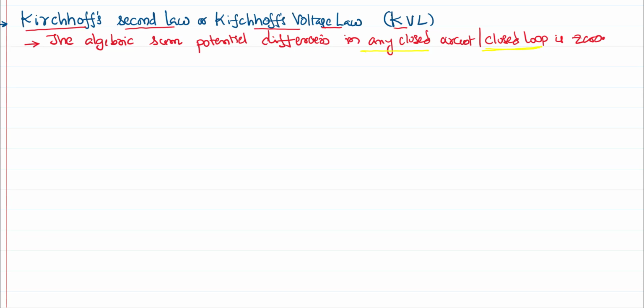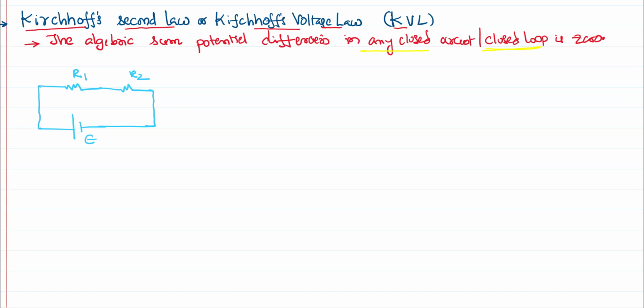So what does it mean? Let me draw a circuit and show you what the meaning of that is. Let's imagine there is a battery. Let the EMF of that battery be equal to E. Let there be some resistors, say for example R1 and R2, connected to that battery as shown. Assume the battery is an ideal battery and its internal resistance is equal to 0.